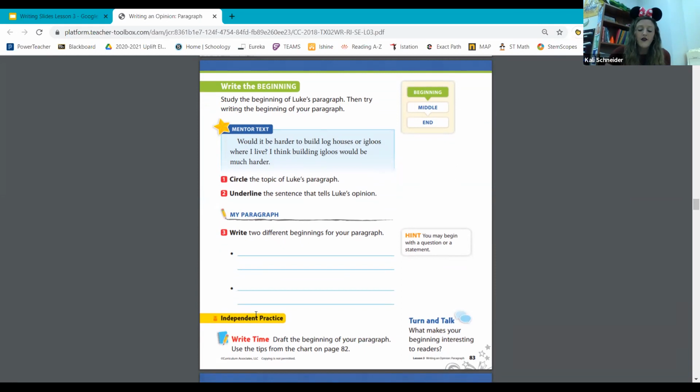So we have a mentor text right here for us, and we're going to be using that. You can use mentor text to help you draft your own beginning. So we're going to use this as a nice model for us. So what's the topic of Luke's paragraph?